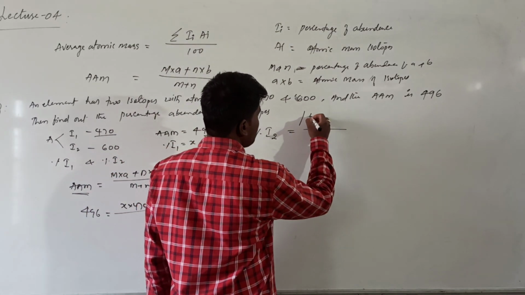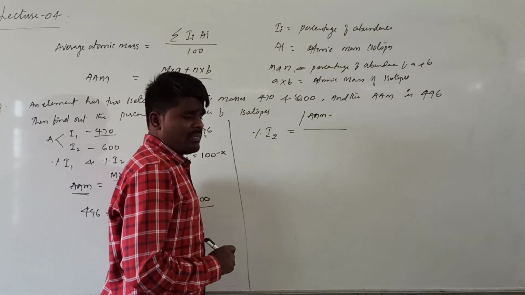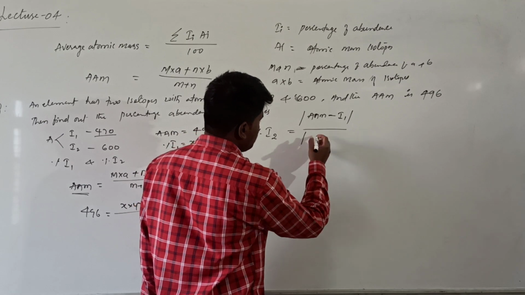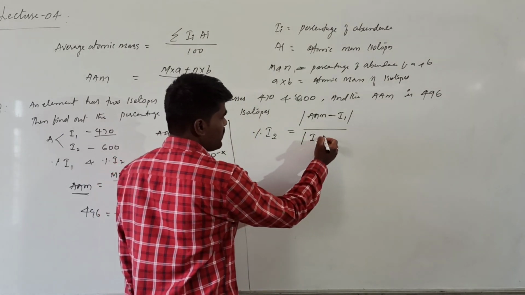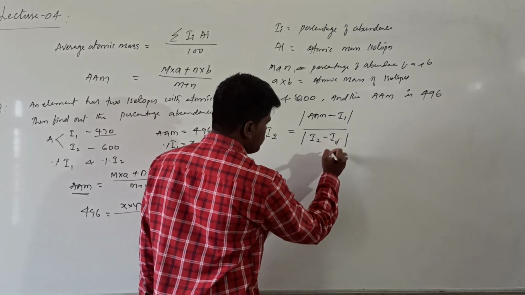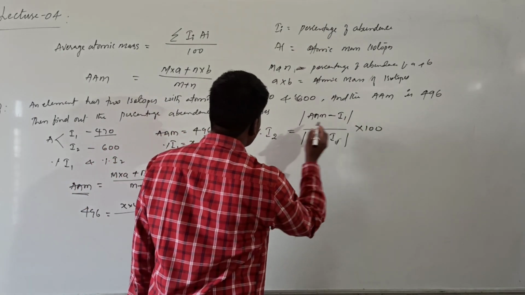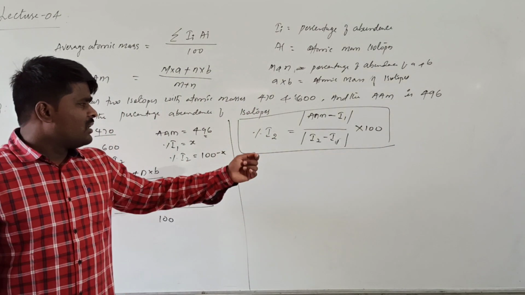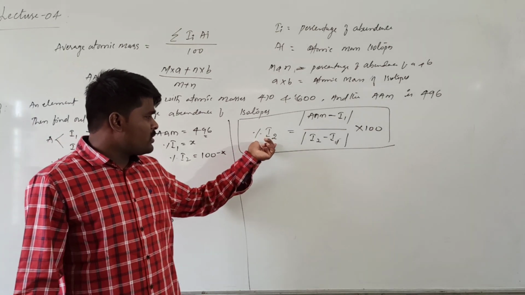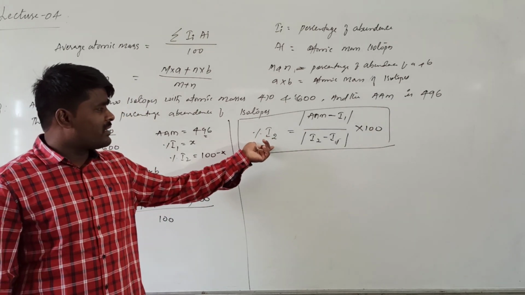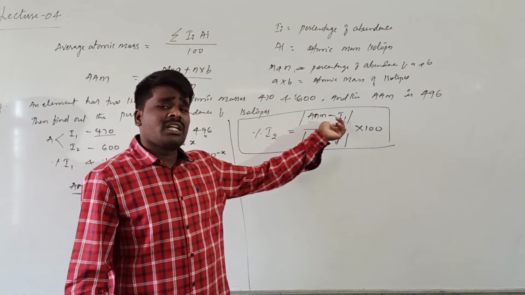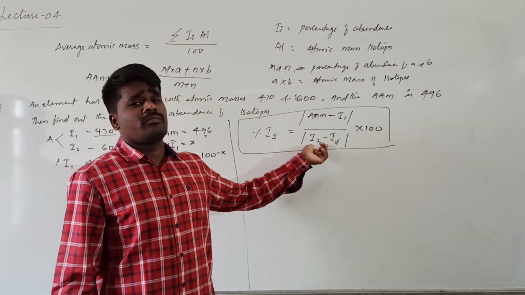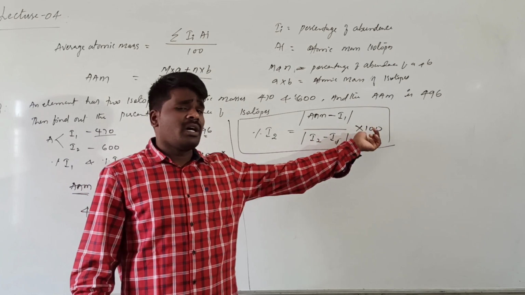So we take the mod of the average atomic mass minus the atomic mass of the first isotope, upon the mod of the atomic mass of the second isotope minus the atomic mass of the first isotope, into 100. This is the formula to calculate. This is called the number line method. For the isotope whose percentage abundance you want, you take the difference of the average atomic mass and the atomic mass of the other isotope, divide by the difference of the atomic masses of both isotopes, and multiply by 100, and you will get the percentage.